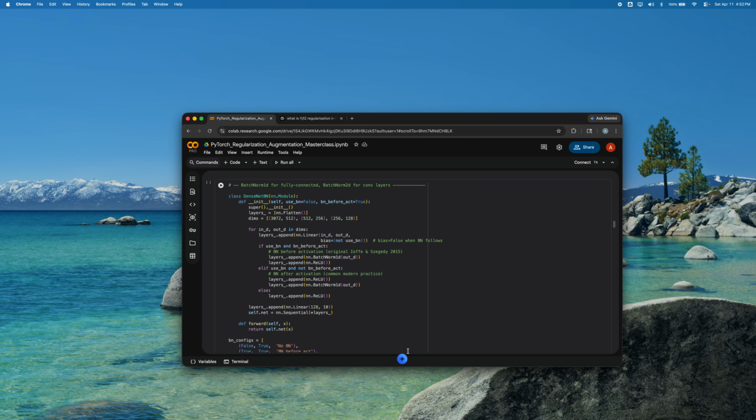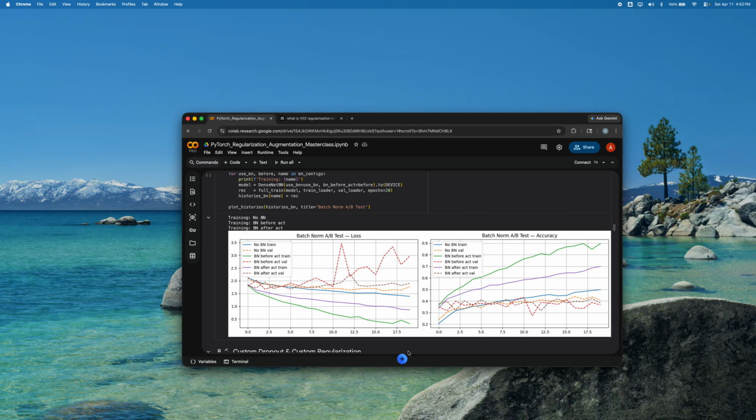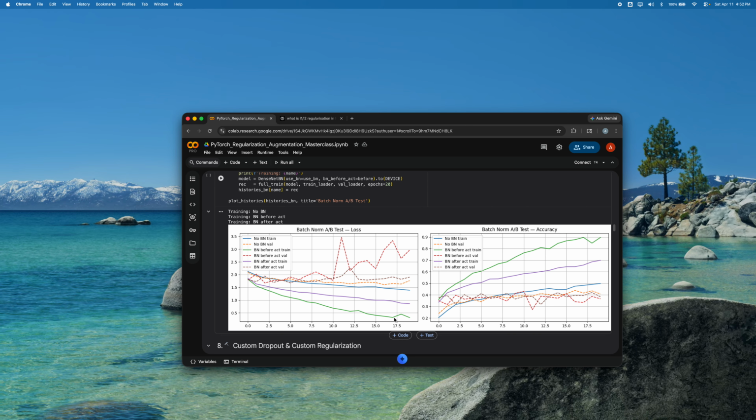So the notebook compares the three variants of no batch norm, batch norm before activation, and batch norm after activation. And here you can see the loss and accuracy of it. Here you can see the batch norm before activation worked really well.